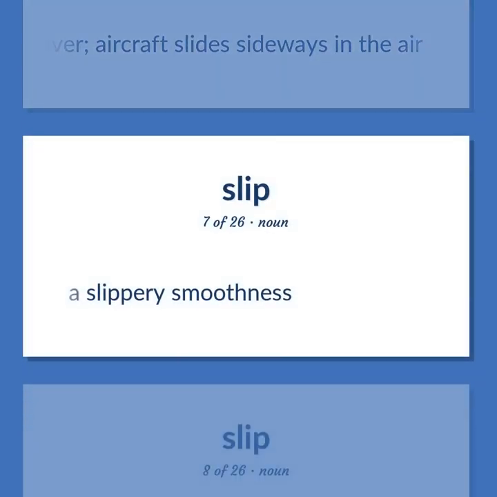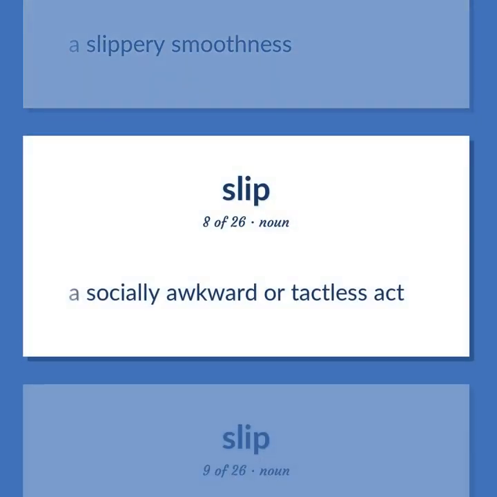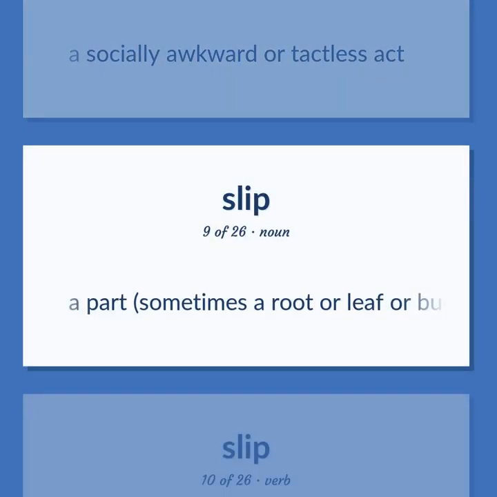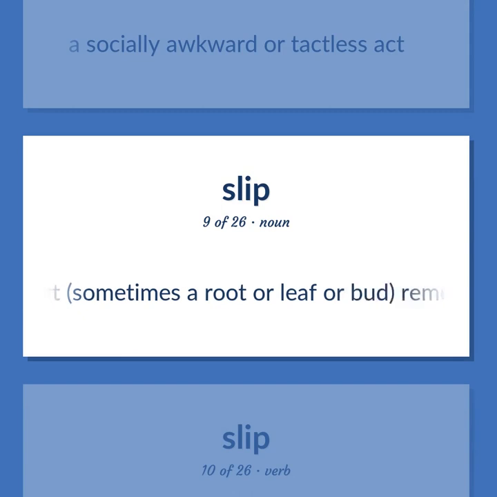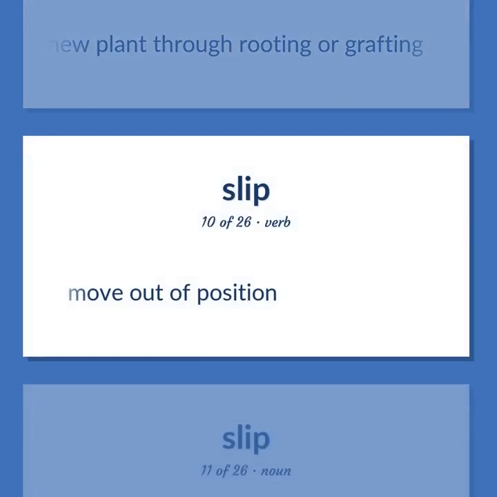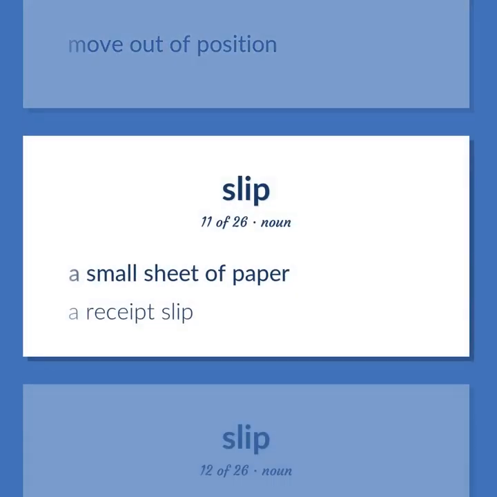A slippery smoothness. A socially awkward or tactless act. A part, sometimes a root or leaf or bud, removed from a plant to propagate a new plant through rooting or grafting. Move out of position. A small sheet of paper. A receipt slip.